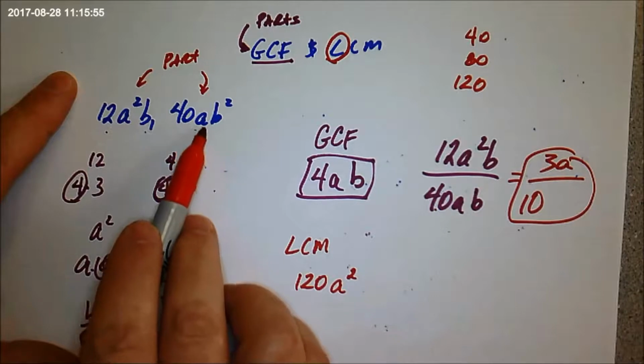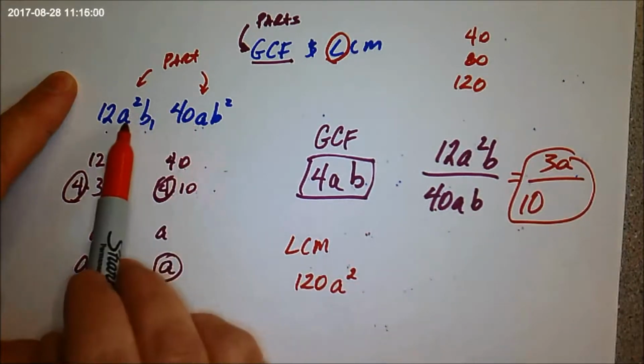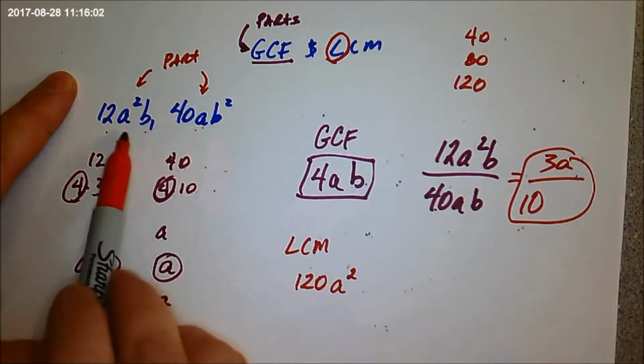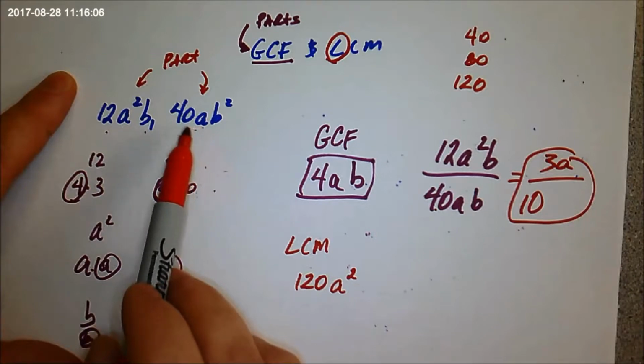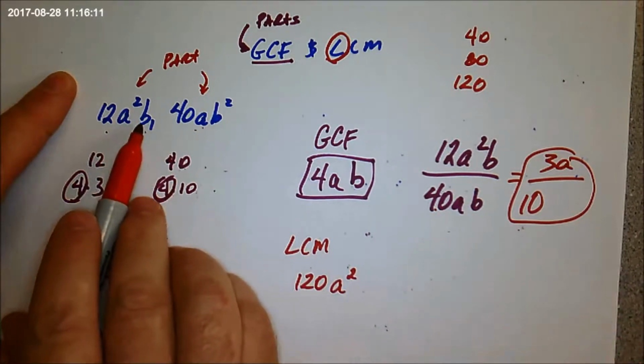You see, a squared is bigger than a. So a squared doesn't go into a, not without a remainder. So the biggest thing they both go into is a squared. You can make this into a squared. You can't make this into a. Well, you can, but not for the purposes of what we're doing right here.